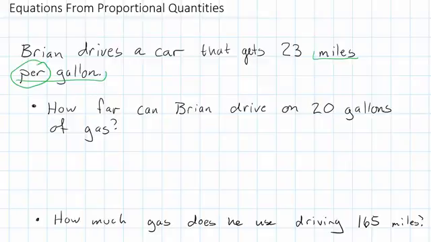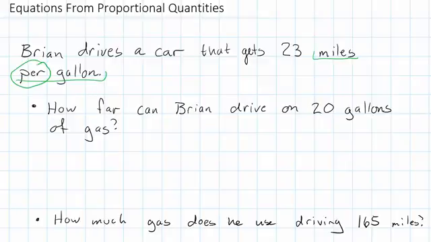Now, how do we figure this out? What do we do with that 23 miles per gallon? Do we multiply? Do we divide? Do we do some other arithmetic? The purpose of algebra is to give us a structure that tells us what arithmetic we ought to do. So let's use algebra to figure out how to solve these problems.